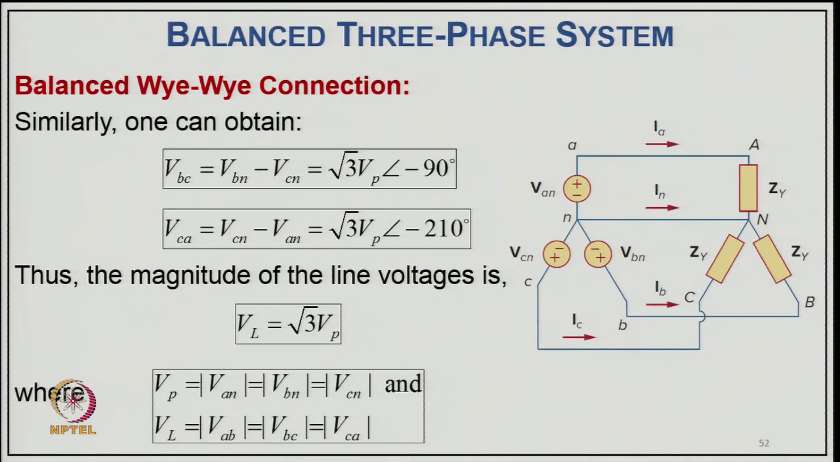So, similarly, one can obtain V_bc equal to V_bn minus V_cn, that is root 3 V_p at the angle of minus 90 degree, and V_ca equal to V_cn minus V_an, that is root 3 V_p at the angle minus 210 degree. Thus, the magnitude of the line voltage is V_L equal to root 3 V_p, where V_p is the phase voltage, and V_p equal to V_an, V_bn and V_cn in magnitude, and similarly V_L equal to V_ab, V_bc or V_ca in terms of the magnitude of the voltage.